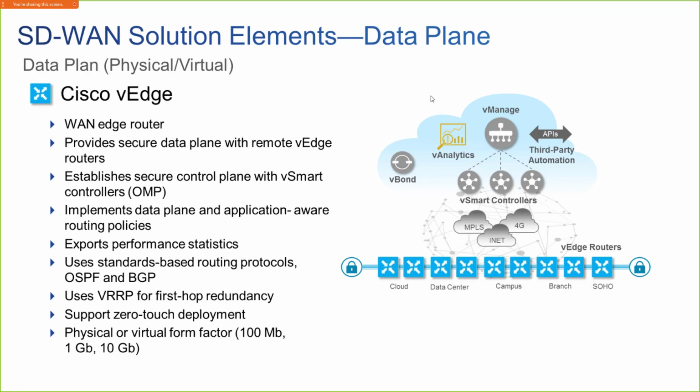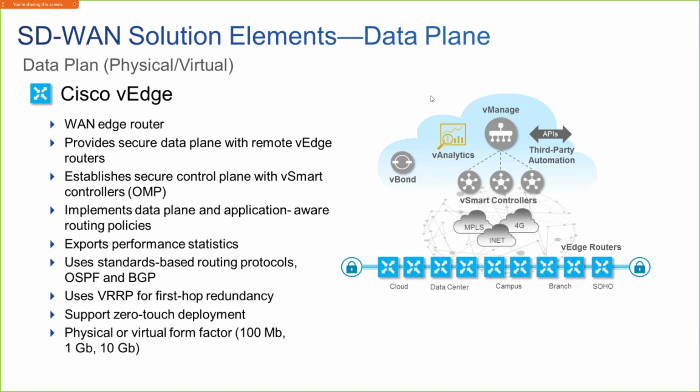All right. Now, the data plane is the vEdge routers, right? The WAN edge routers that get positioned everywhere in our SCN fabric to extend the fabric, if you will, across the network.